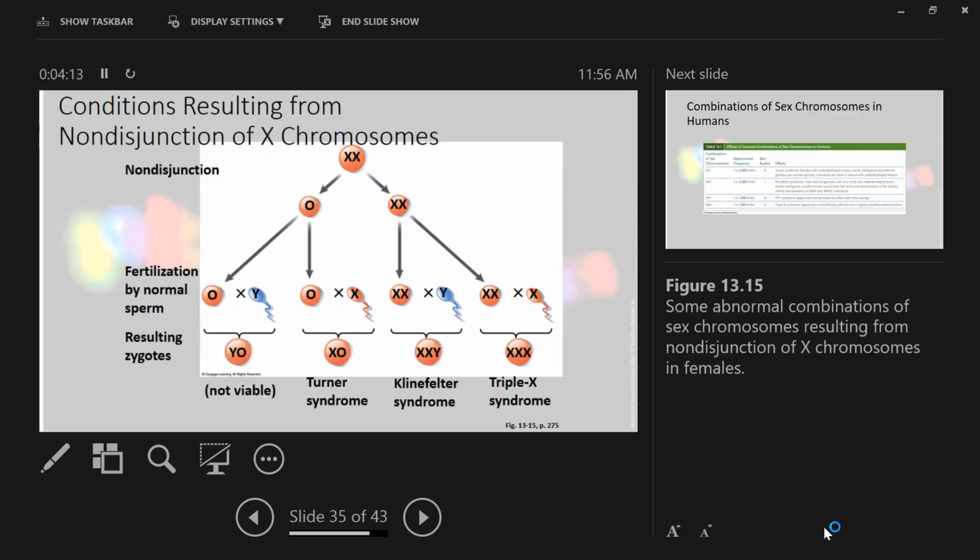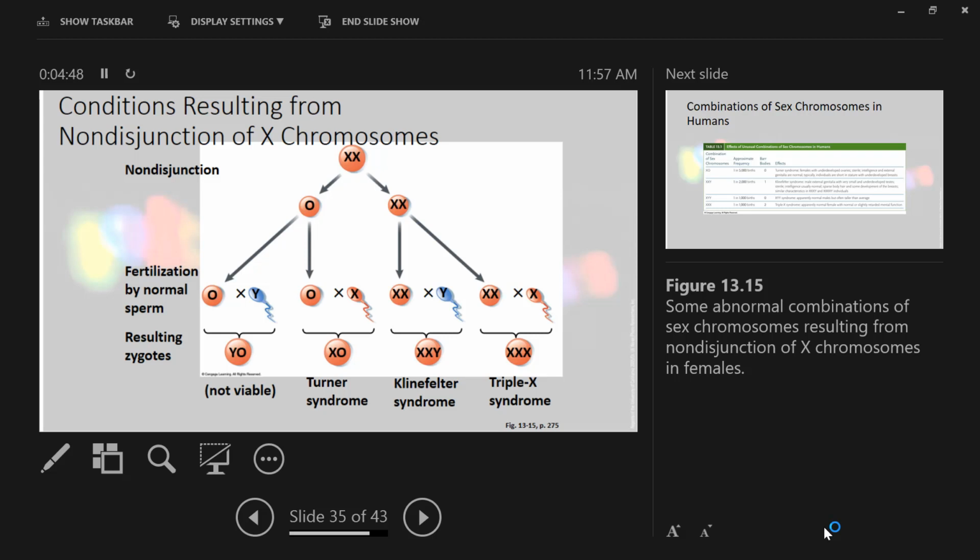Okay. And so here are non-disjunction events in the autosomal chromosomes 1 through 22. Those are almost always fatal, and those that aren't have severe developmental abnormalities. But non-disjunction events in the sex chromosomes are better tolerated because our cells are designed to be able to handle different numbers of sex chromosomes. Okay? And so one that isn't is in the case where you have a Y0.